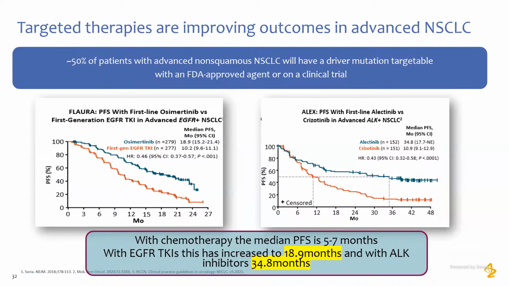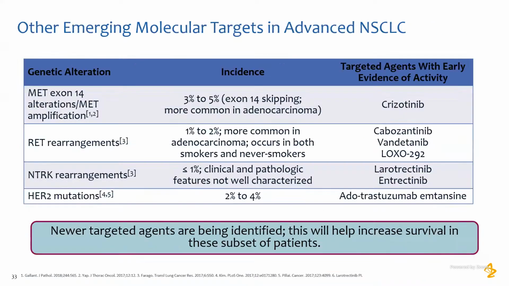Emerging treatment: with chemotherapy, the median PFS was about 5 to 7 months. With EGFR TKI, it has increased to about 19 months, and with ALK TKI, it has gone to 35 months. And there are various targeted agents, as Dr. Niyanti already discussed about the targeted therapy with various other mutations.